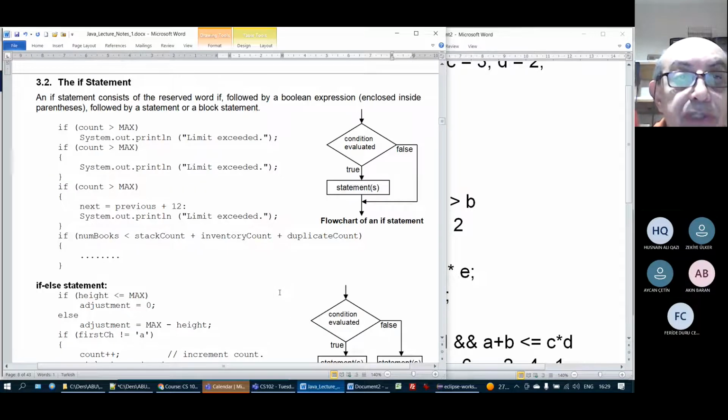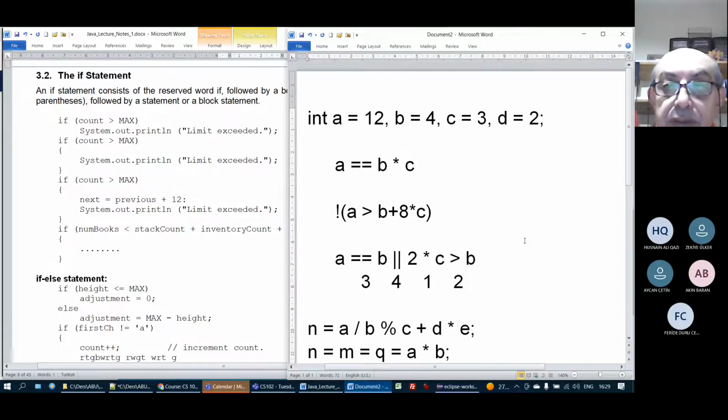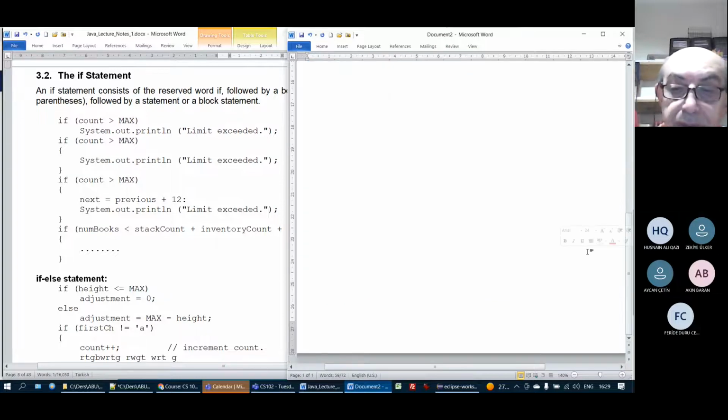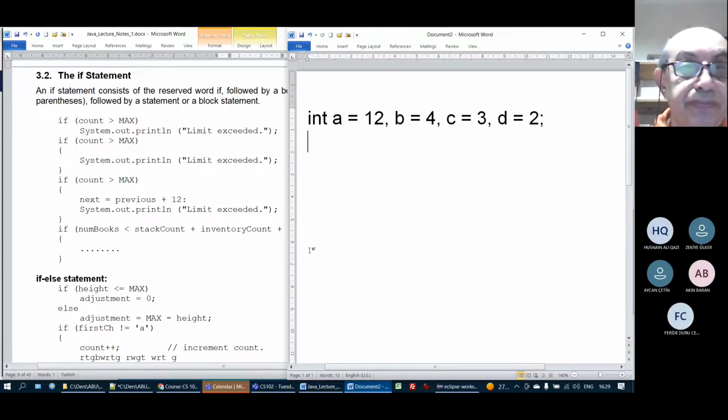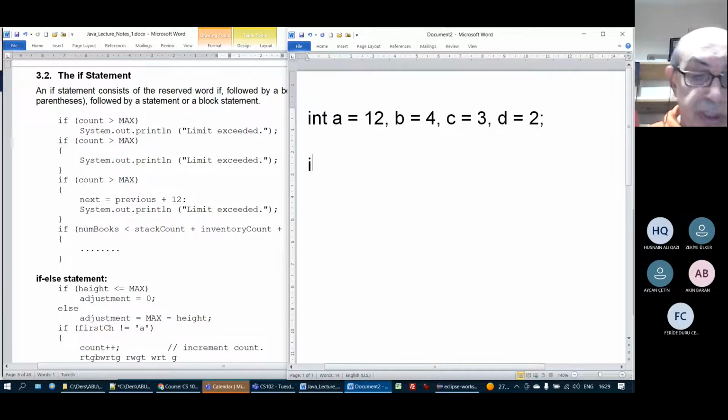We can continue with the if statement. Let's remove all of these. What's an if statement? An if statement contains a logical expression. If, and between parentheses here, we have a Boolean expression or logical expression. For example, A greater than B. This result is true or false, a Boolean value. And then after if, we will have a block of statements.